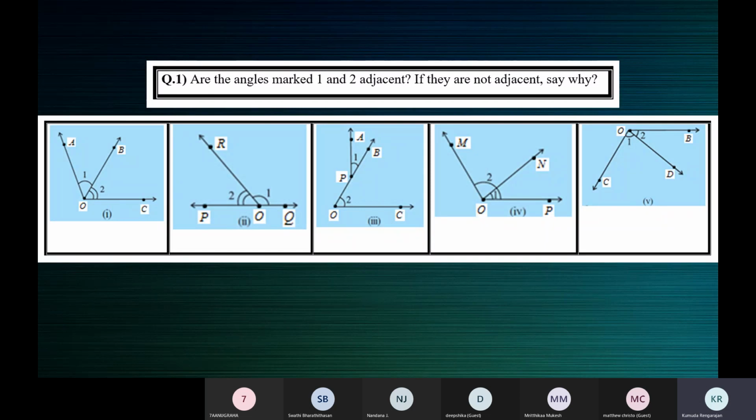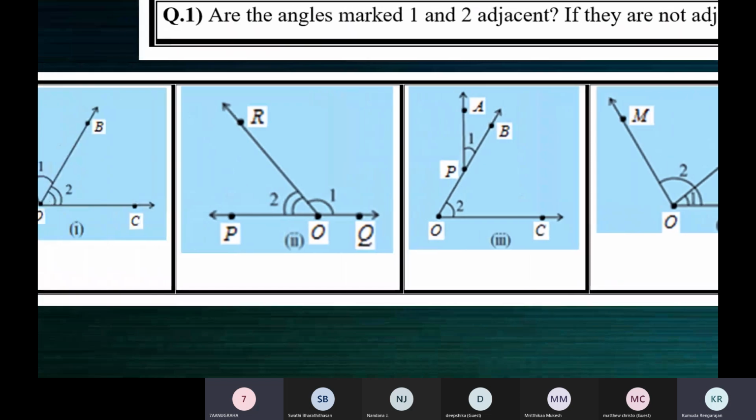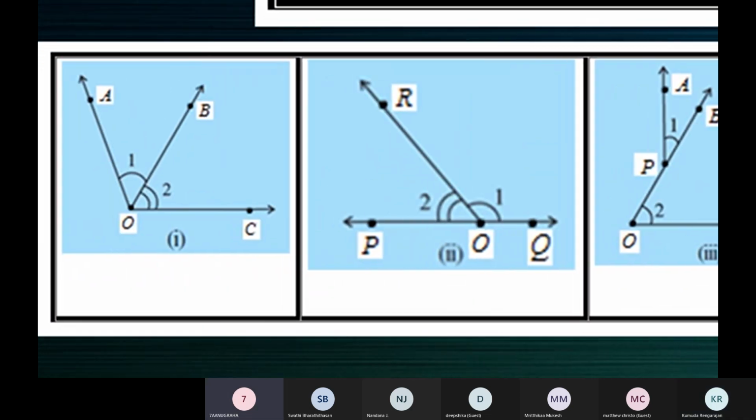All right. Now the first one. Anugraha, are you there? Yes, ma'am. Tell us in the first figure. Ma'am, they are adjacent. Which angles are adjacent angles? Ma'am, AOB and BOC. Why? Which is the common vertex? Ma'am, O. Which is the common arm? Ma'am, OB. OB is the common arm.